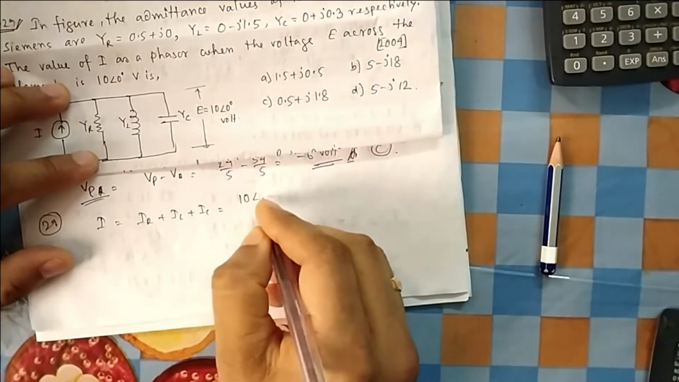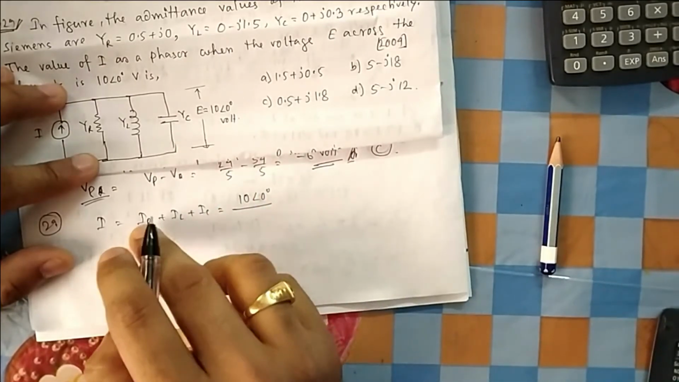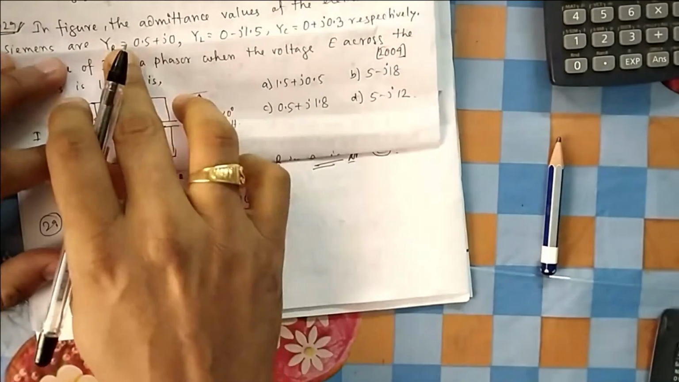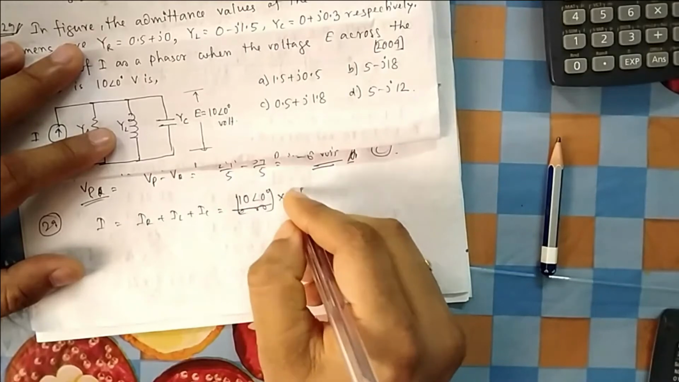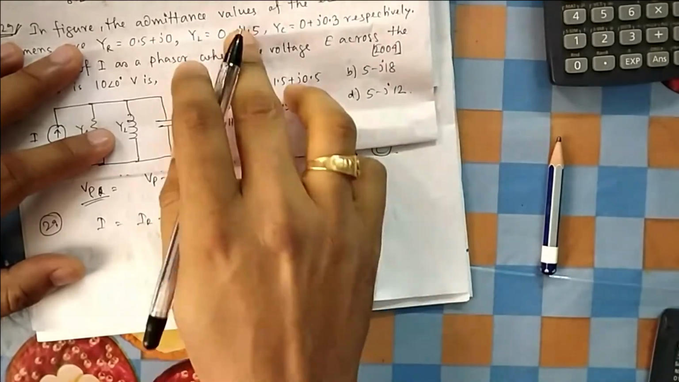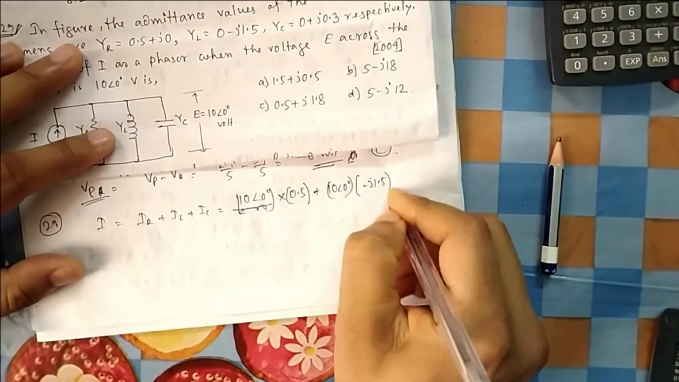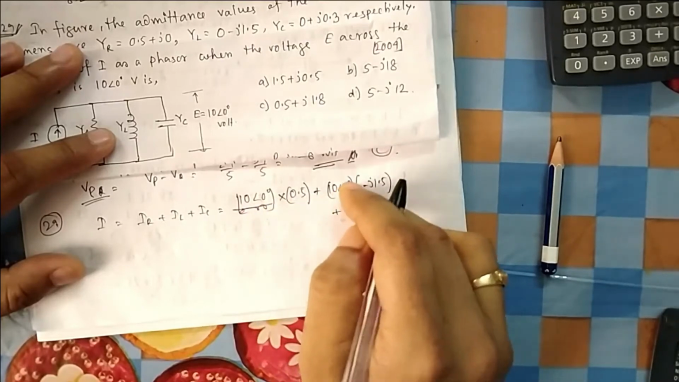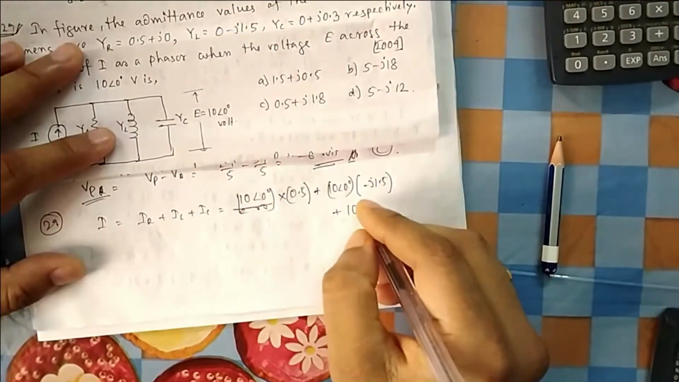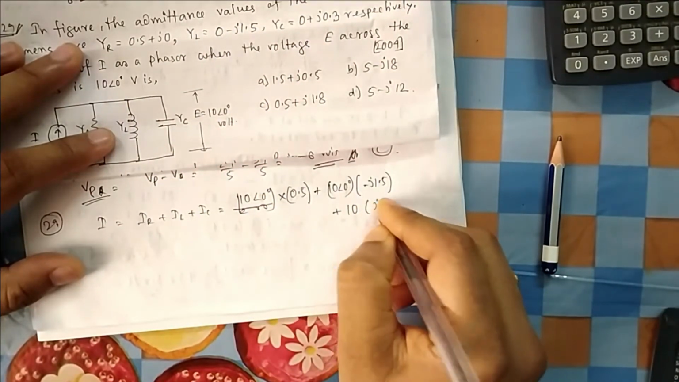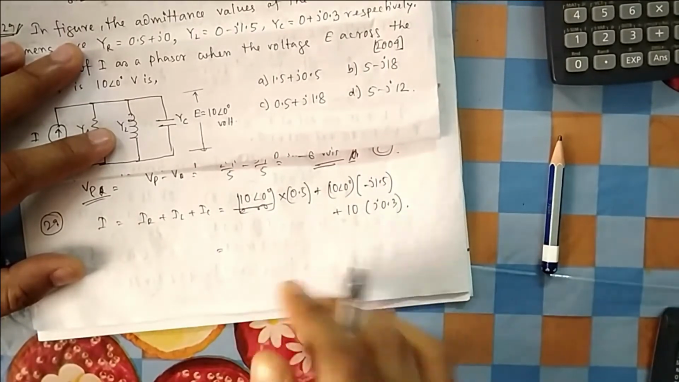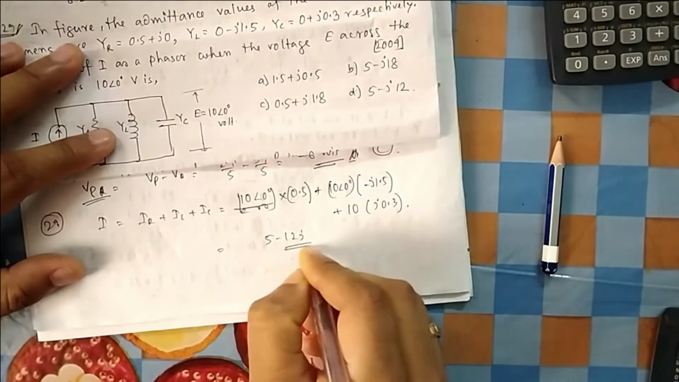What is IR? It would be E divided by R, but because admittance is given, you can directly multiply. 1 by R is already given, so it is 0.5 plus j0. Then IL will be equal to 10 angle 0 multiplied by minus j1.5. Here there is no divide, because it is conductance, 1 by resistance, that is your admittance, and this is j3. You can do it in the calculator using complex mode. If you do it, finally you will get 5 minus 12j. That is your option D.